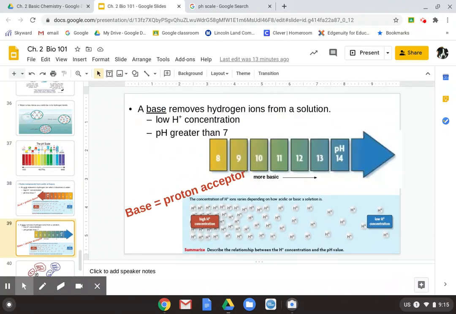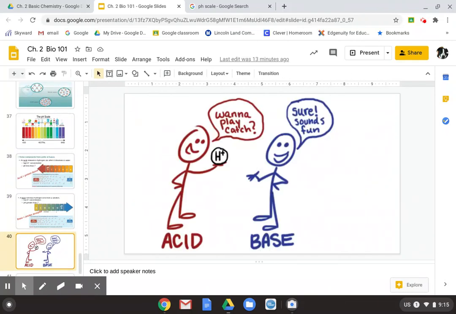Okay, let's look. This ought to help. So acids, in this picture, are always wanting to give up their hydrogens, and bases are always willing to accept. So they can play catch and give one of these up to the other.